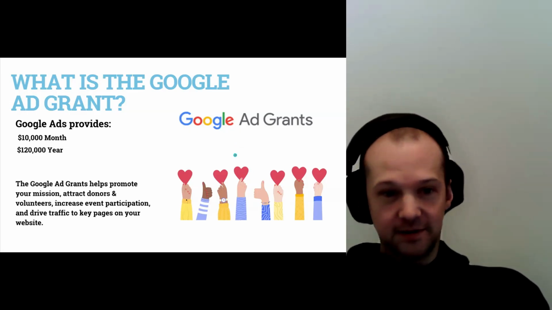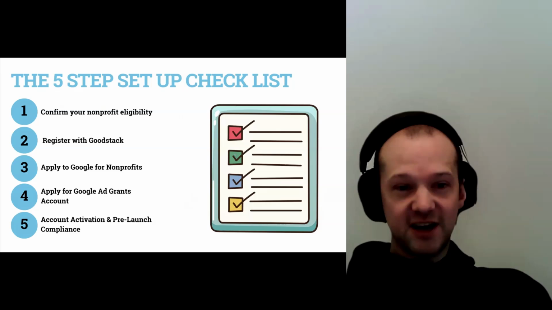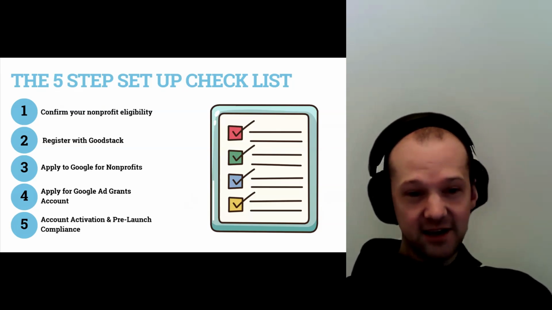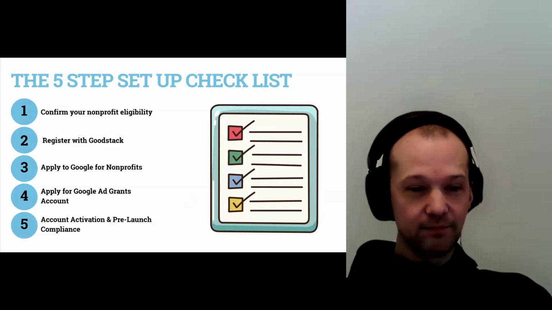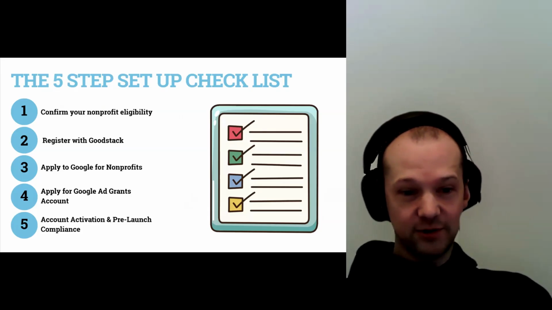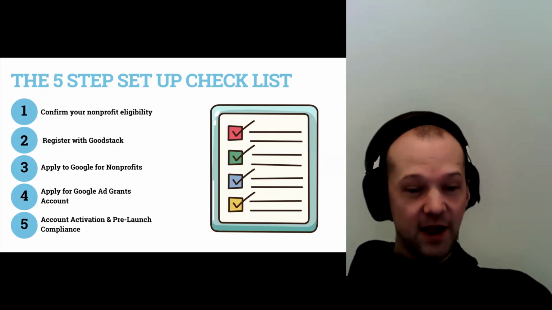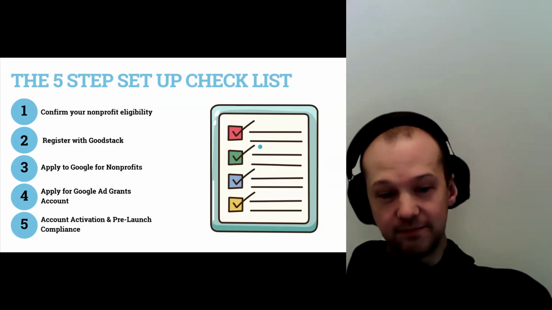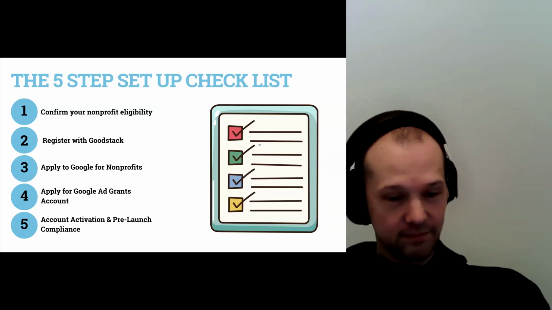Next slide, please. So here's a 5-step setup checklist. First, you've got to confirm your nonprofit eligibility. Second, you've got to register with GoodStack. Third step is to apply to Google for Nonprofits. Fourth, apply for the Google Ads Grant account. And then finally, you launch your account and complete pre-launch compliance. You can go to the next slide.